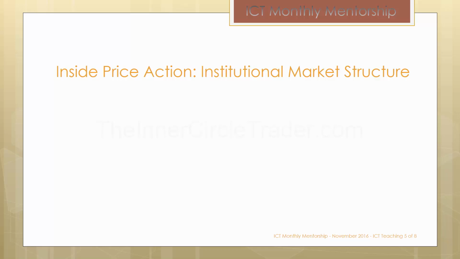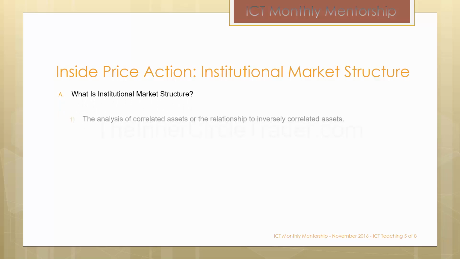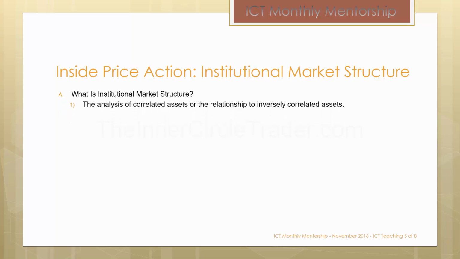Okay, we're looking at inside price action, institutional market structure. Now what is institutional market structure? It's the analysis of correlated assets with a relationship to inversely correlated assets. The purpose is to determine what the smart money is accumulating or distributing.